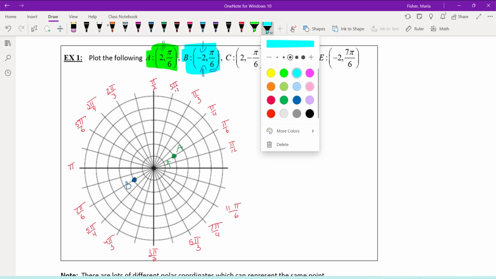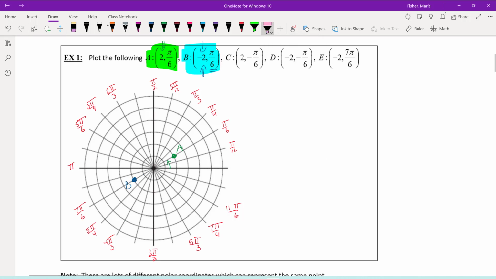Notice letter C has just a negative angle. So you just draw in the negative angle first. So the negative angle, well, negative pi over 6 is the same as 11 pi over 6. This is my ray, or my angle, and then again, 2, so 1, 2 units away. Right there, that is the point 2 comma negative pi over 6.